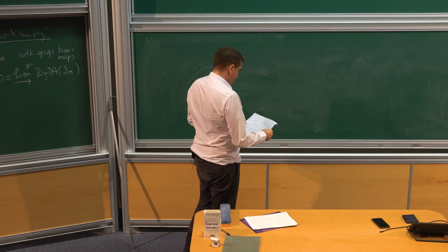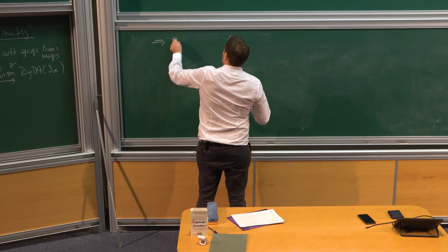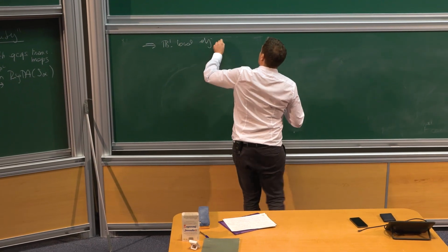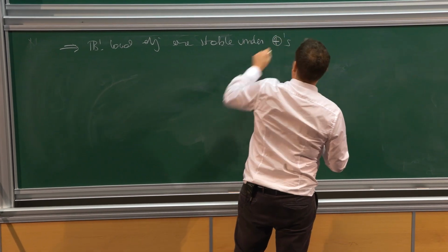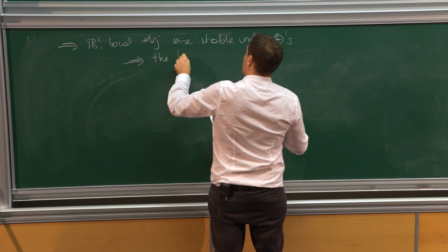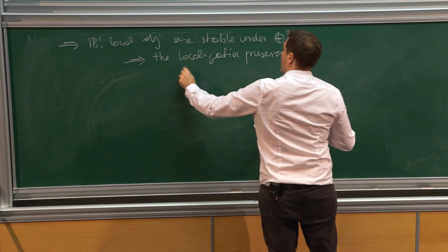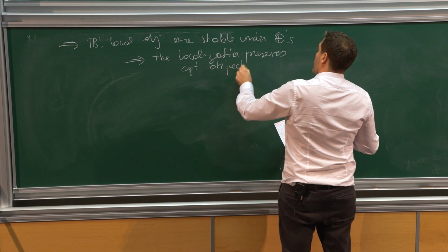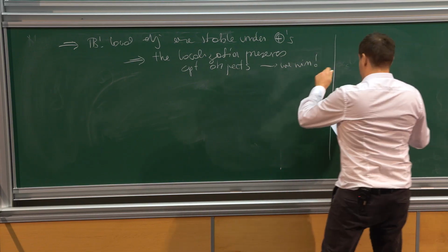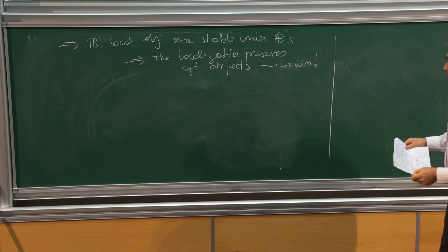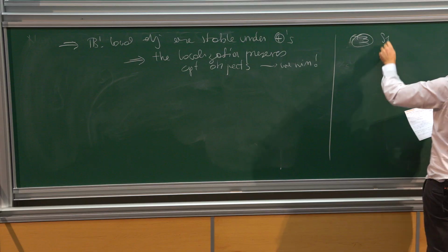Okay, so this was a sketch of proof. So this means that B1 local objects are stable under sums, and hence the localization preserves compact objects, and we win. Okay, so you see the first proof was fairly easy. Let me move to the spreading out.